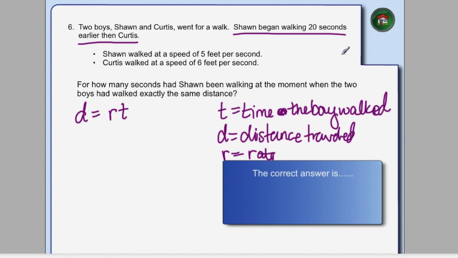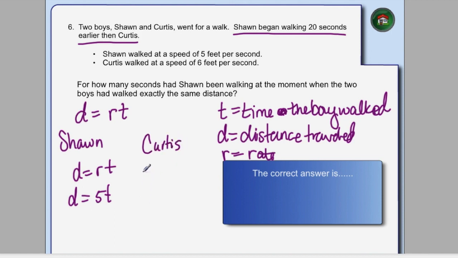So Sean began walking 20 seconds earlier than Curtis. So let's start with Sean. So Sean would be D equals RT, and Sean would be walking at a rate of 5 feet per second. What we're looking for is the moment when the two boys walk the same distance. So we don't really know the time and we don't know the distance yet. Those stay as variables. Now, what about Curtis? His would also be D equals RT.